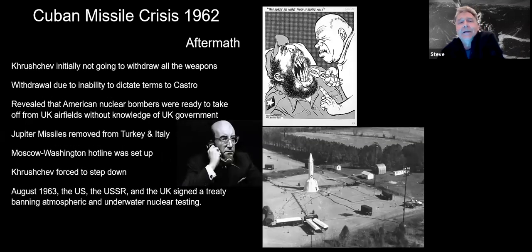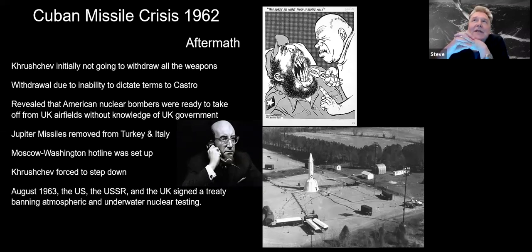So the aftermath of it. Khrushchev initially was not going to withdraw all the weapons. He reckoned that the Americans don't know how many nuclear missiles are on Cuba. They've got no idea that they've got the battlefield nuclear weapons. So he reckons he could withdraw a few, and then, as he planned, later in the year, he would then announce that there's still these missiles on Cuba, and the Americans should negotiate.